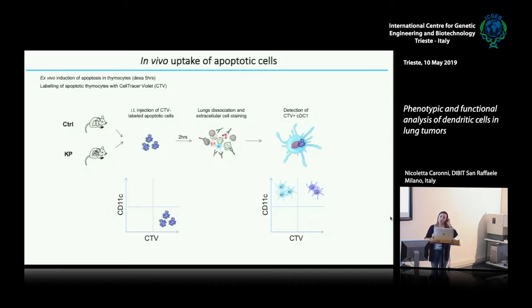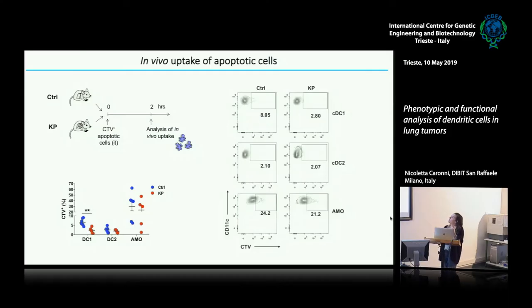The in vivo uptake was quite challenging, but we managed it. We had to induce apoptosis ex vivo in tumocytes by adding dexamethasone for 5 hours. Once we obtained apoptotic tumocytes, we stained them with the cell tracer violet, and these cells were then injected intratracheally in control or tumor-bearing KP mice. After 2 hours from the injection, we dissociated the lungs and performed extracellular staining. In this case, we were able to discriminate dendritic cells that didn't eat the apoptotic cells, and the double positive population represents the cells that have eaten the apoptotic tumocytes.